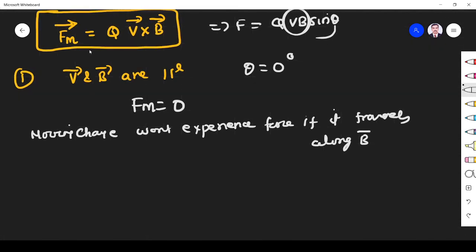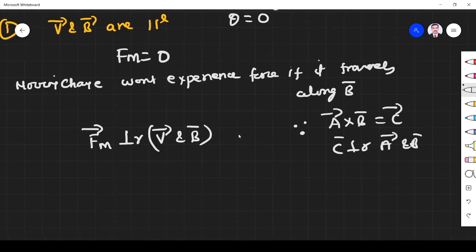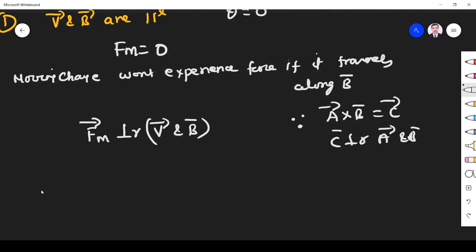Then, as per the equation, where will be the magnetic force? The magnetic force will be perpendicular to both v and B. We know that when you take a cross product between A and B, the resultant vector C will be perpendicular to both A and B. Similarly, v cross B, the force which is the result of v cross B, will be perpendicular to both the velocity vector and the magnetic field. That is a very important point. Next.